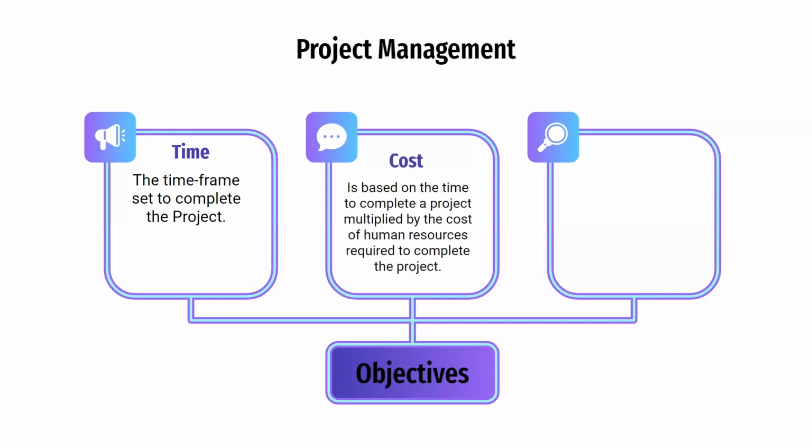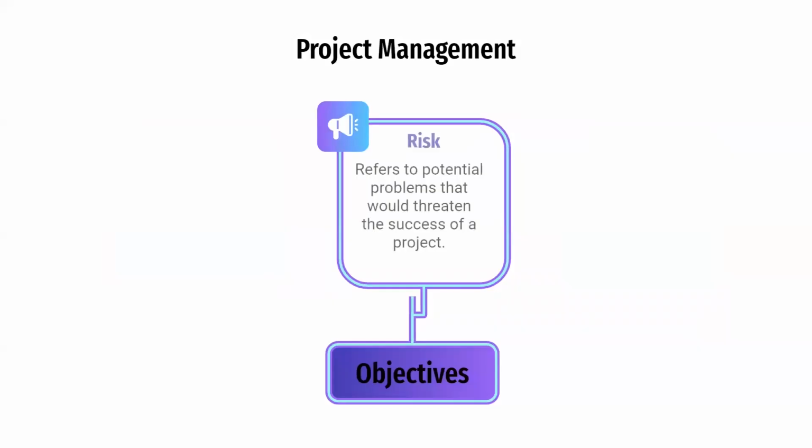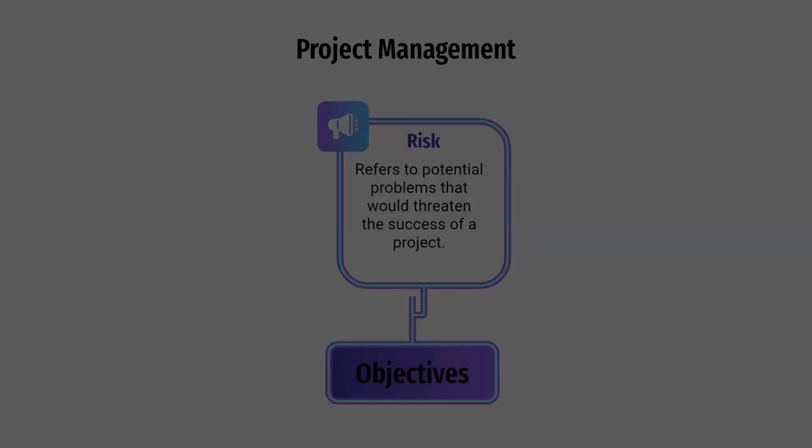The cost. So the cost is based on the time to complete a project multiplied by the cost of human resources required to complete the project. Next is the quality. The quality is an indicator of how well the end result of a project satisfies the objectives specified by management. Lastly is the risk. So the risk refers to potential problems that could threaten the success of a project.